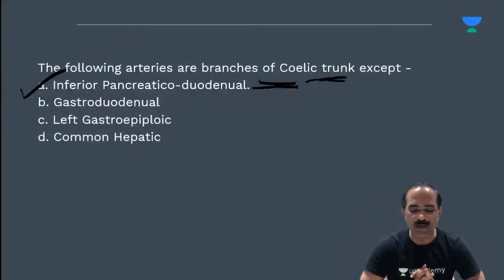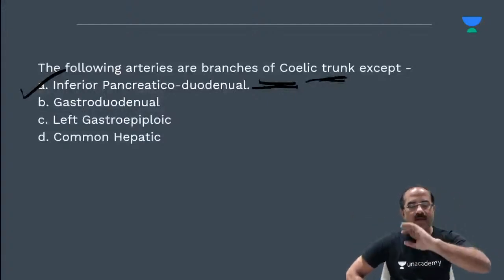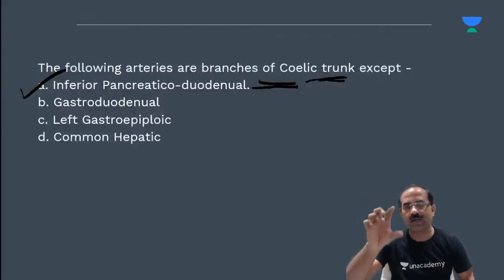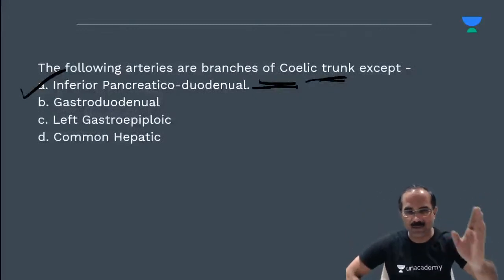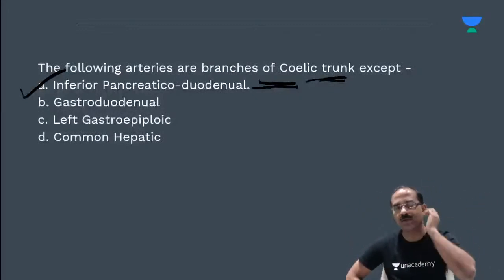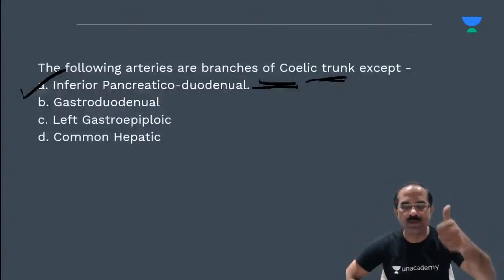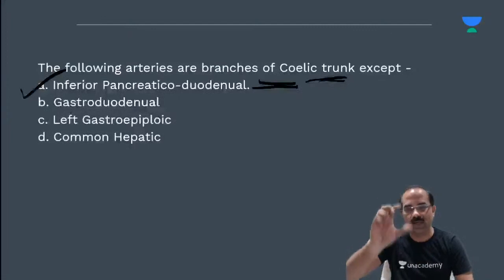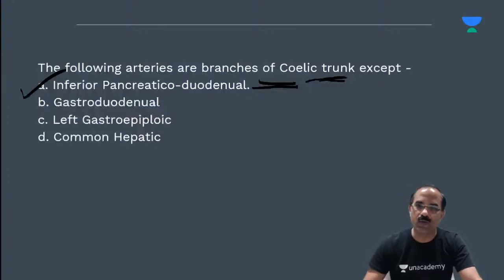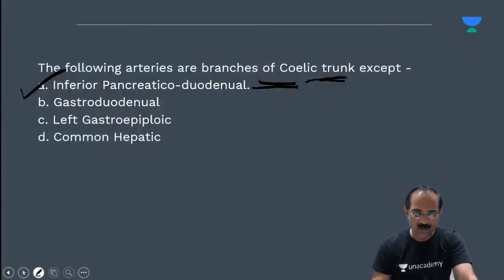What are the branches of common hepatic? The common hepatic gives three branches: the right gastric, the gastroduodenal, and the hepatic artery proper. The gastroduodenal gives further two branches: the superior pancreaticoduodenal and the right gastroepiploic artery. Clear to all of you? So this is about the celiac trunk. This you must be knowing. Chalo, I'll just proceed to the next MCQ.